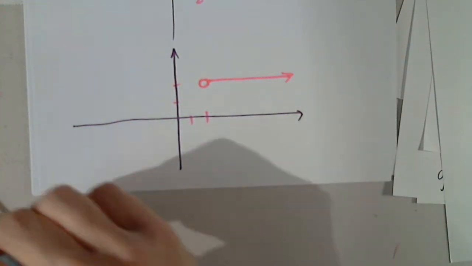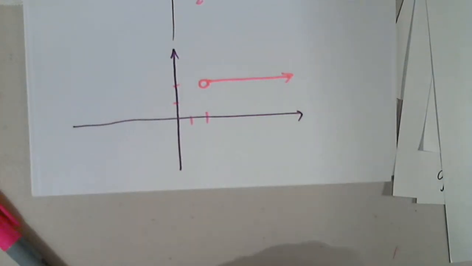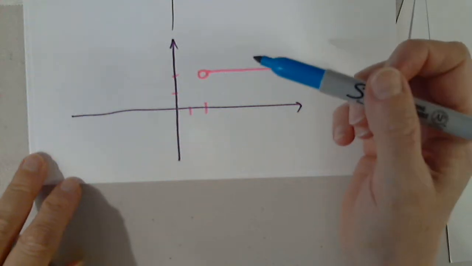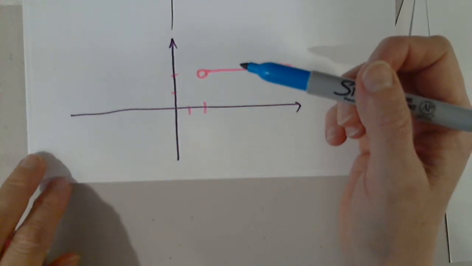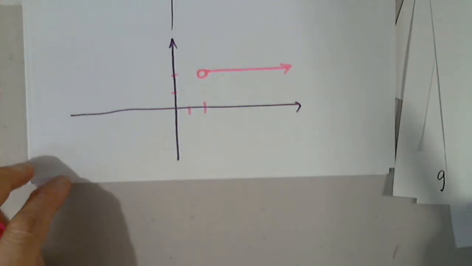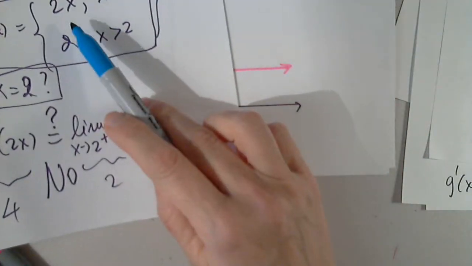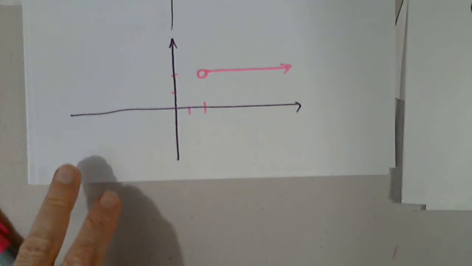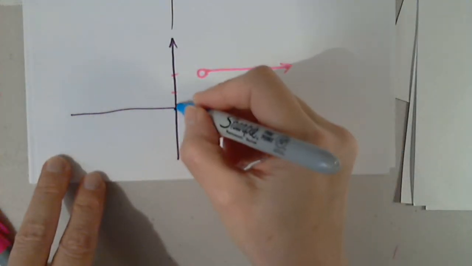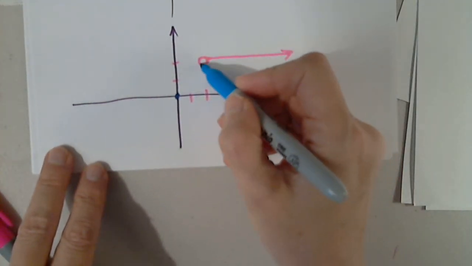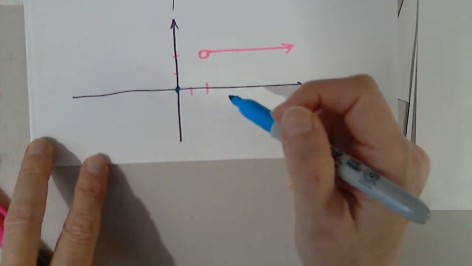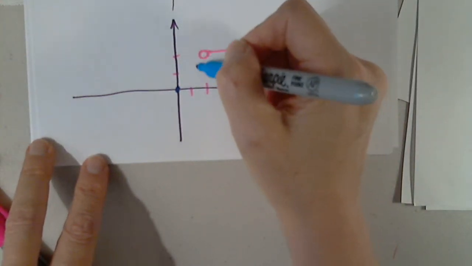And the other side, I'm graphing this. So this is 2, and on this side is 2x. So when x is 0, y is 0, and so on and so forth. And it goes to 4.